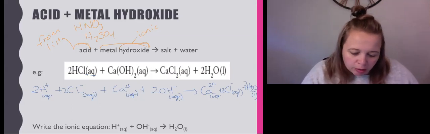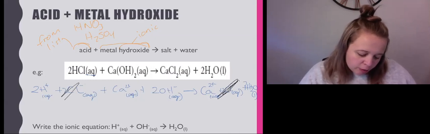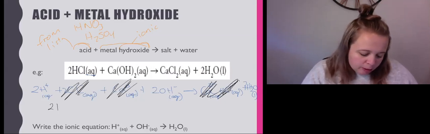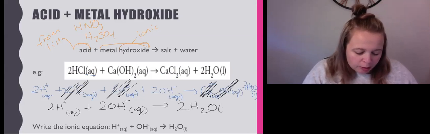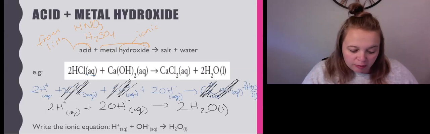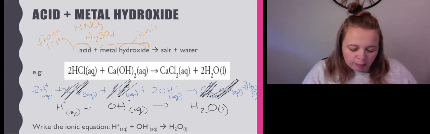So let's make sure we can cross off our spectator ions. I can see that I've got chlorine on this side, I've got chlorine on this side, calcium on this side, calcium on this side. And what we get left with is 2H plus aqueous plus 2OH minus aqueous goes to 2H2O liquid. Now, because it's got the same coefficient in front of all of those, I can actually just get rid of those coefficients. So get rid of those 2's, and that's why we ended up with this ionic equation here.